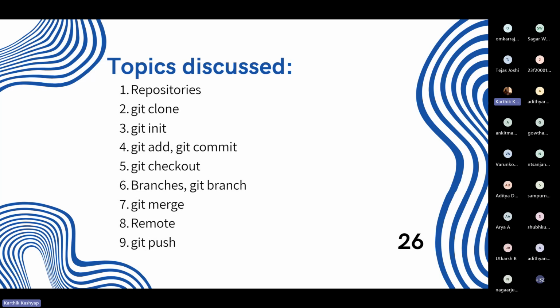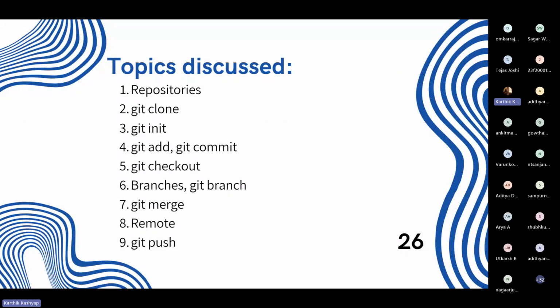And then git merge is used to merge two branches, and then git remote is what is used to connect the local repository to the remote repository, and then git push, which is the command used to push your commits from the local repository to the remote repository on GitHub.